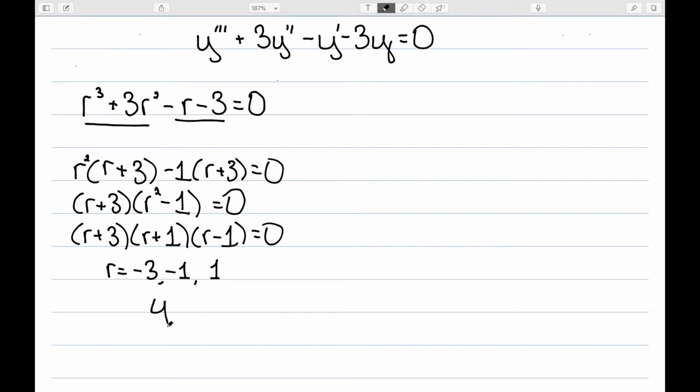So my solution would be of the form c1 e to the minus 3t plus c2 e to the minus 1t plus c3 e to the 1t. So this does work for higher order derivatives or higher order differential equations as well, as long as you are able to factor this or figure out what the roots of that polynomial are.